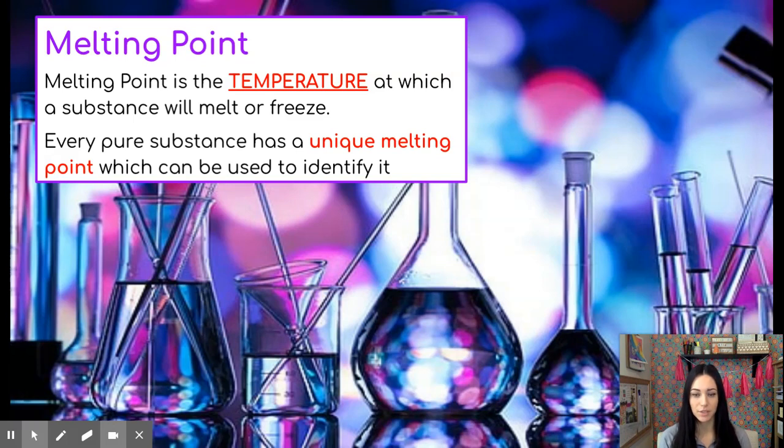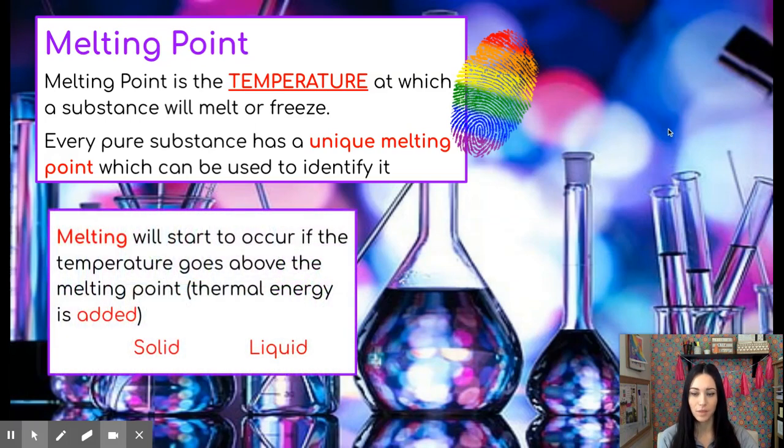Every pure substance has its own unique melting point, meaning that it is the only substance on Earth that has that exact melting point. Because it is unique to every substance, a substance's melting point is like a fingerprint and can be used to identify it and to differentiate or tell it apart from other substances.